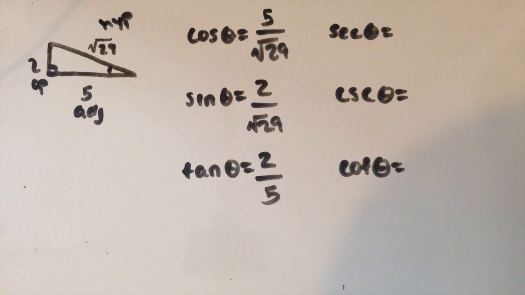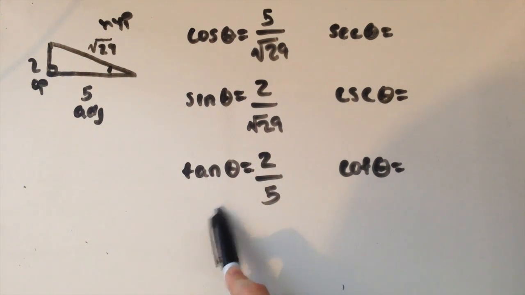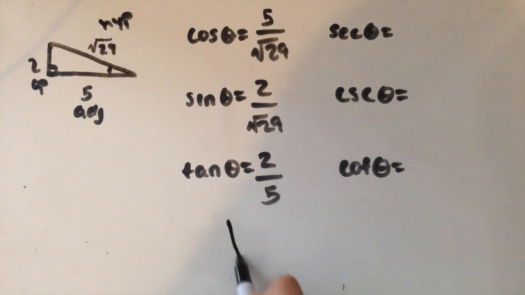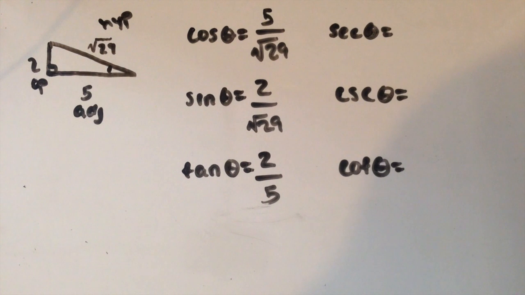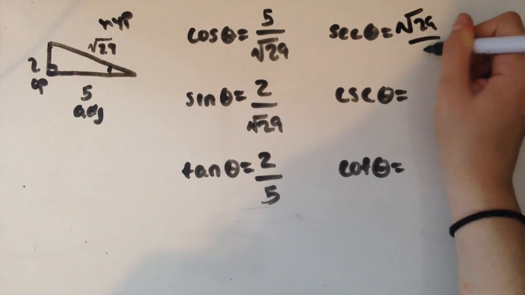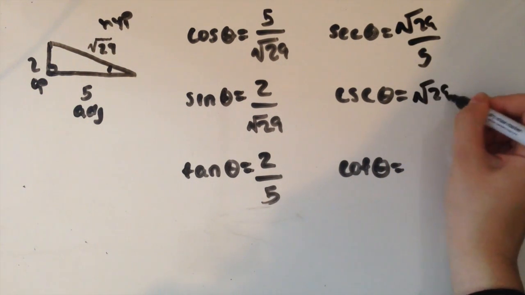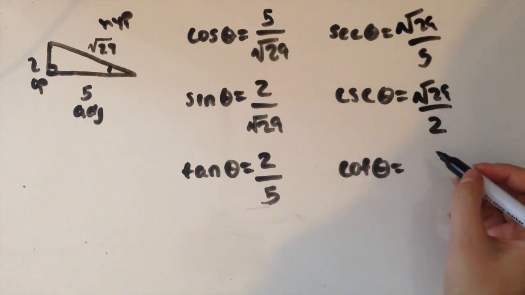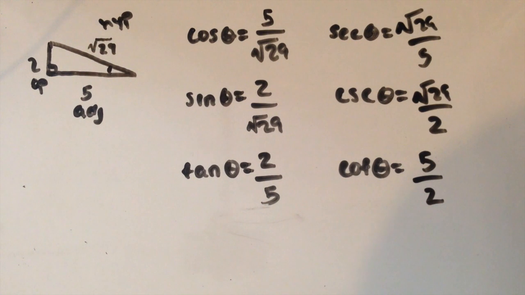Instead of having to use our triangle to find the other 3 ratios, because now we've learned that these 3 are reciprocals of these 3, all we have to do is flip. This means that secant is going to be root 29 over 5. Cosecant is going to be root 29 over 2. And cotangent is going to be 5 over 2. It's that simple.